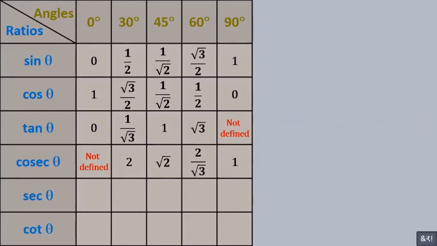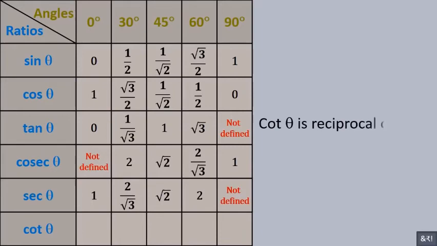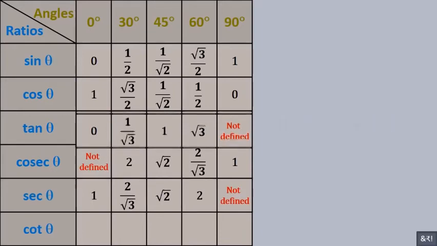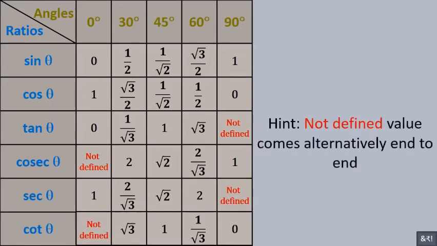Now sec theta is the reciprocal of cos theta and cot theta is the reciprocal of tan theta. Okay, not defined values come alternately.